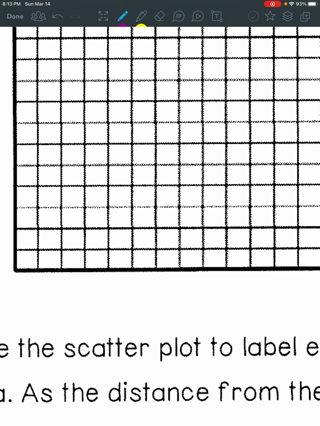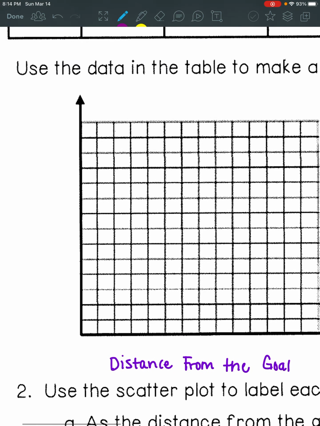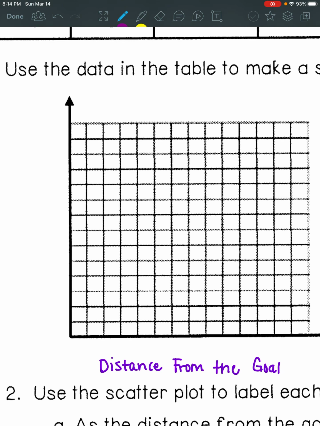So on the x-axis, we're going to put the distance from the goal. We always want to label so we know what is going on in our graph. And then on our y-axis, we would say the number of baskets made. It's kind of hard to write sideways here and still be able to read it. Number of baskets made.